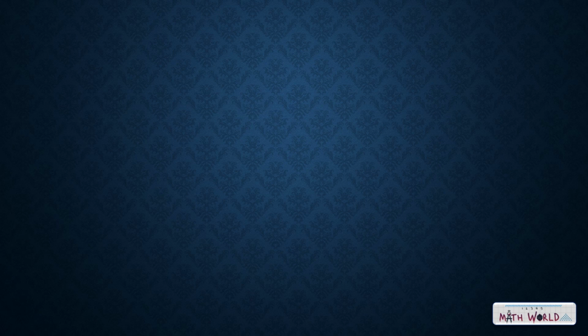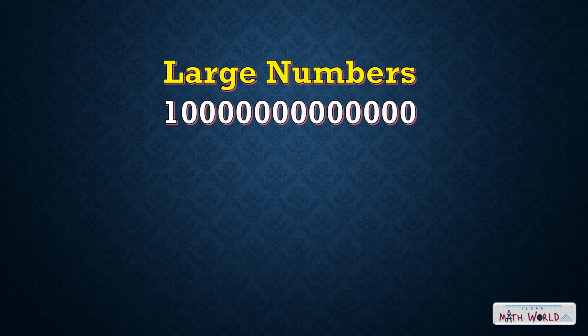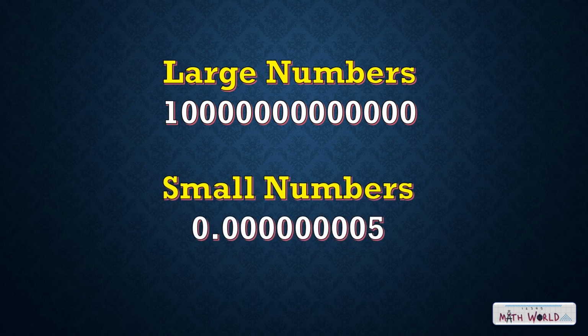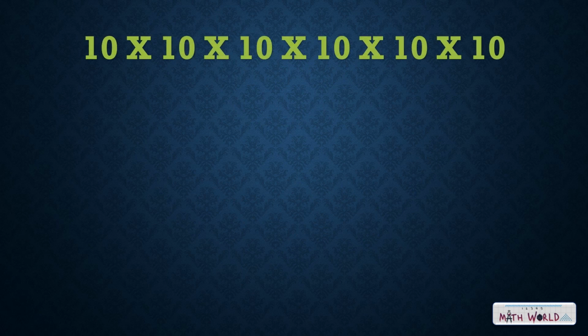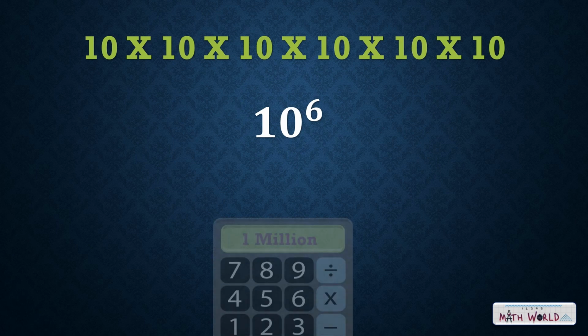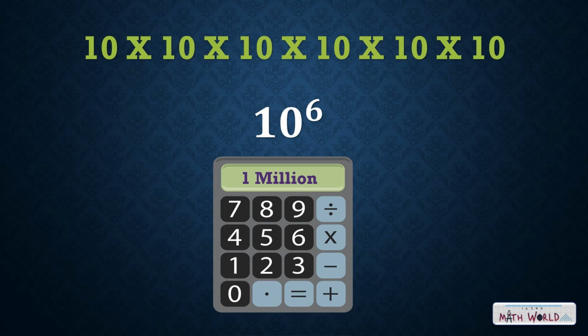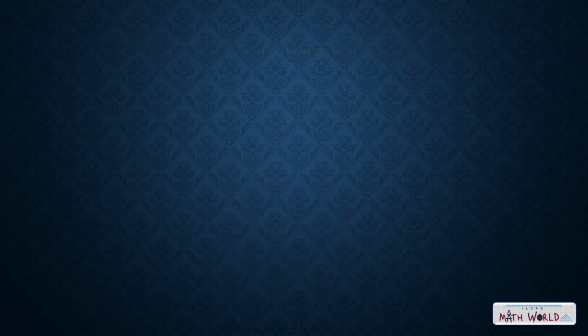Exponents are really useful when we need to work with really large or really small numbers. For example, let's say we want to multiply 10 by itself 6 times. That's a lot of multiplication to do. But if we write it as 10 to the power of 6, we can easily calculate the answer, which is 1 million.